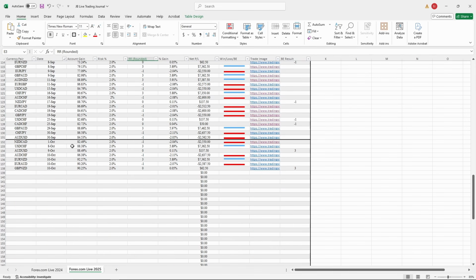We're going to hop down to my current month of October. We're going to leave out NZD CAD. That was a trade that I technically took in September and it closed out in October. We're going to start here with USD CHF that I took on the 8th, and we're going to drop down and go through these 6 trades.